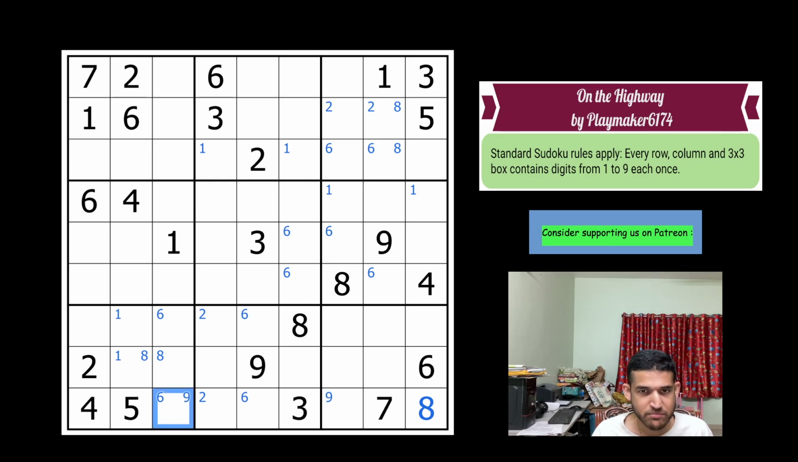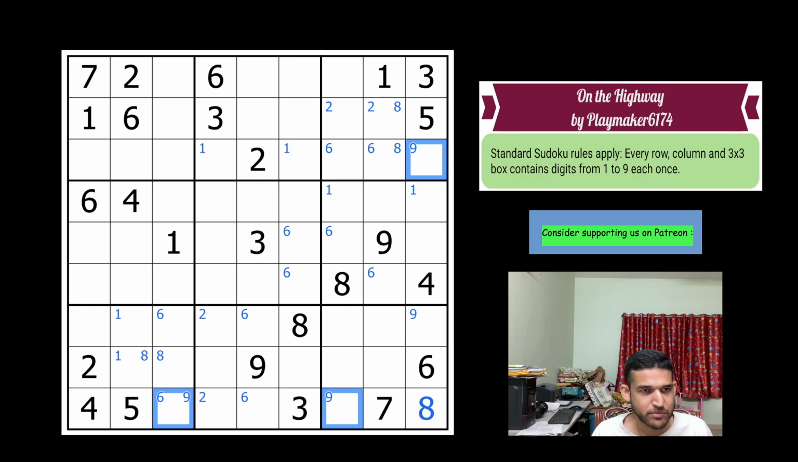And I'm going to do the same thing in column 9. 9 is in one of these two cells, right? Okay, here comes the most difficult deduction in the Sudoku. It's very difficult to see. These 9s here are really kind of tying up the Sudoku.